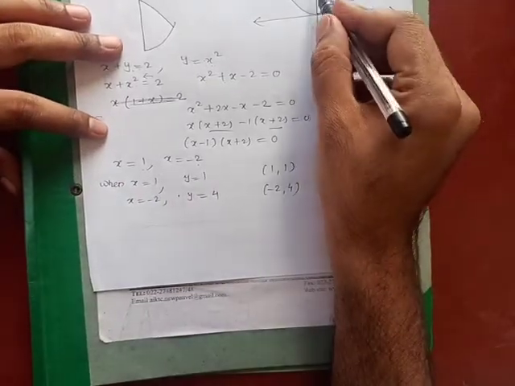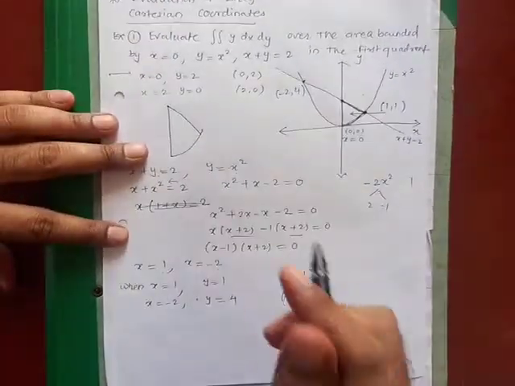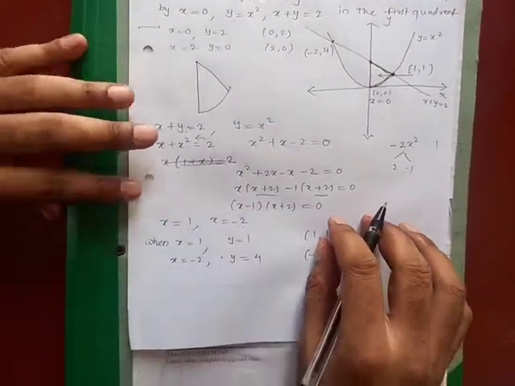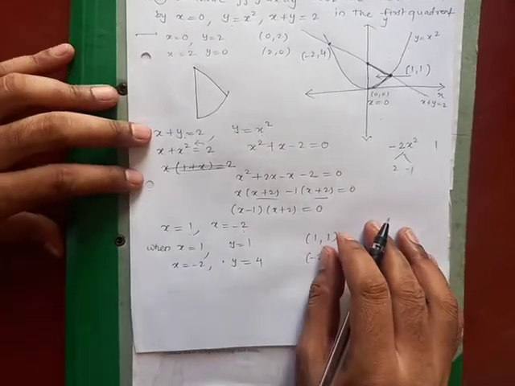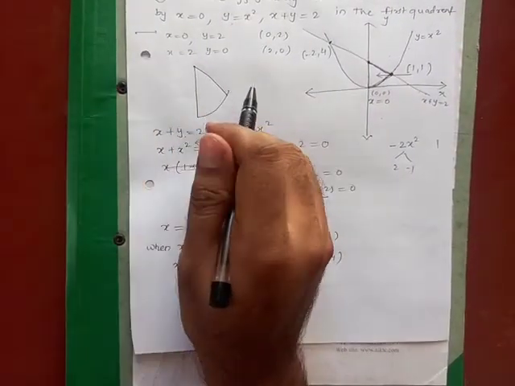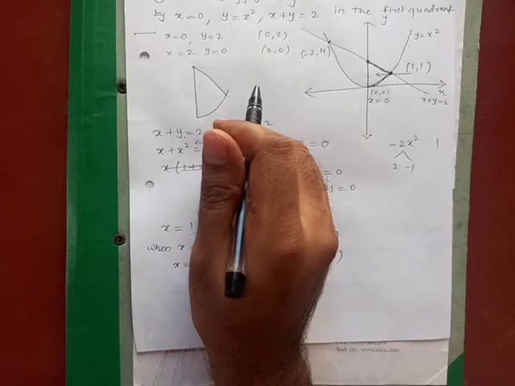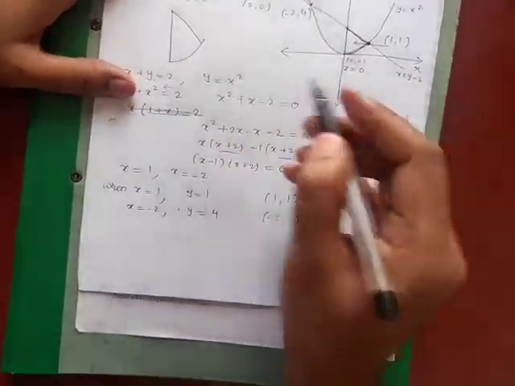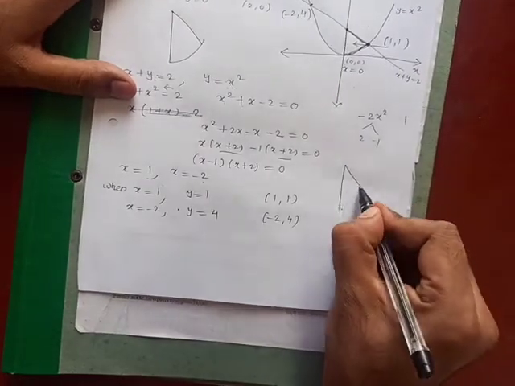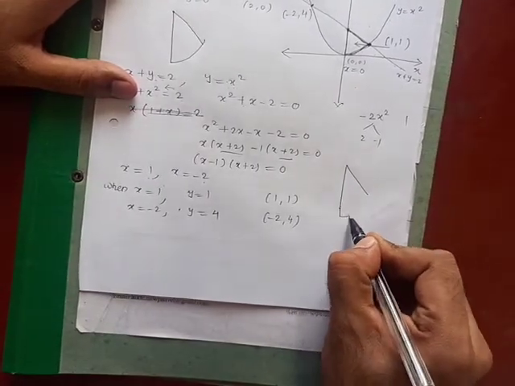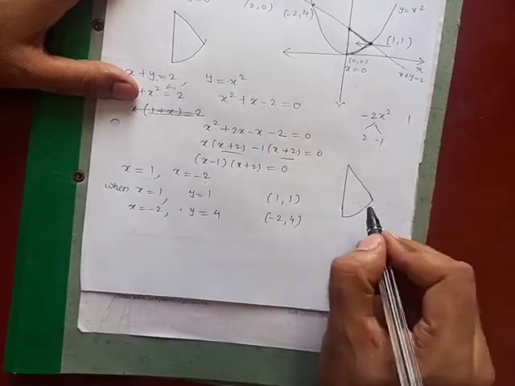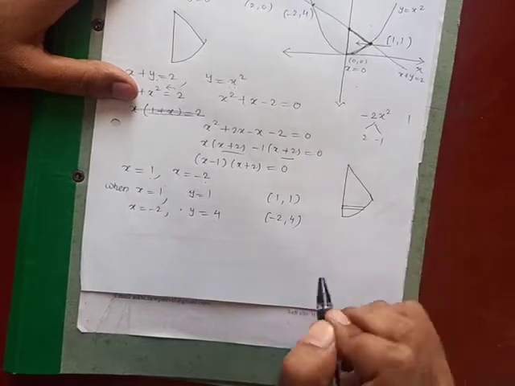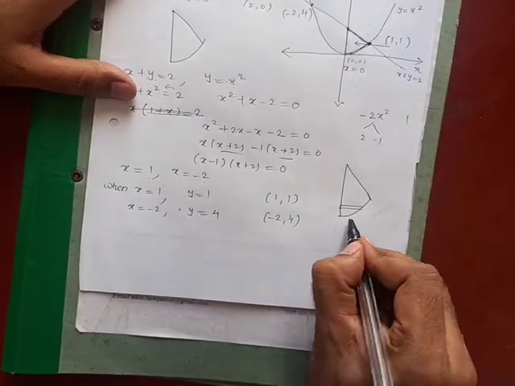Now for finding the integration of this region, we have to either take the strip parallel to x-axis or y-axis. Now it always depends on you which strip you want to take, whether it is parallel to x-axis or parallel to y-axis. Why? Because, now I'll just give you an example. If I take the strip, this is the region. If I take the strip parallel to x-axis, let's say this one.